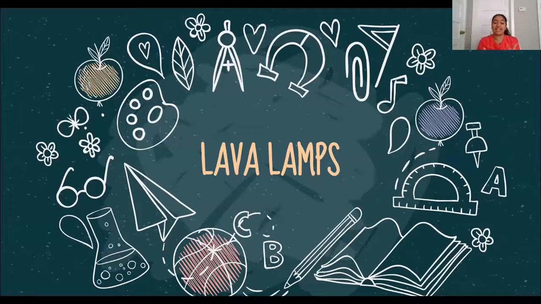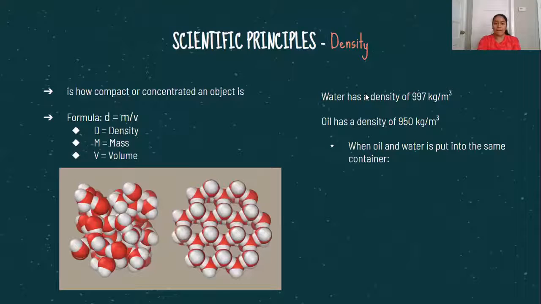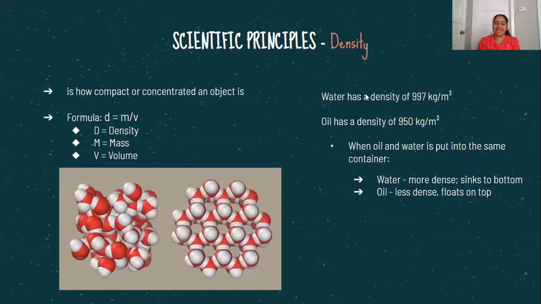So now let's discuss and understand how this experiment really works. Let's start by defining what density is. Density defines how concentrated the matter within an object is. This means it tells us how closely the molecules are packed within an object. One could also say that density describes how thick an object is.